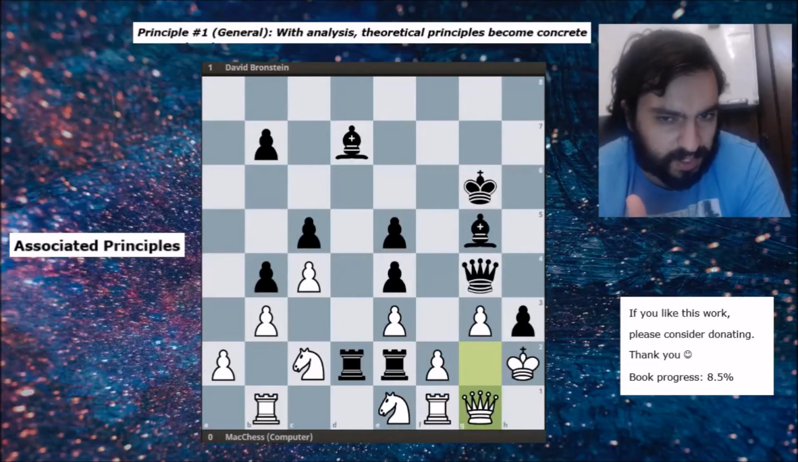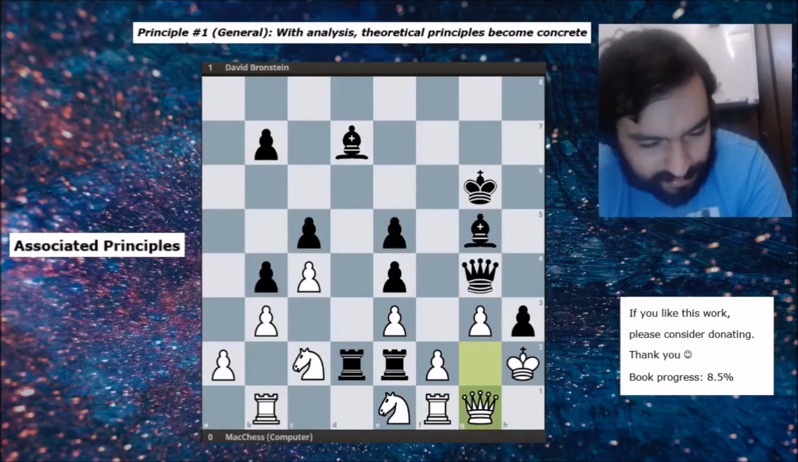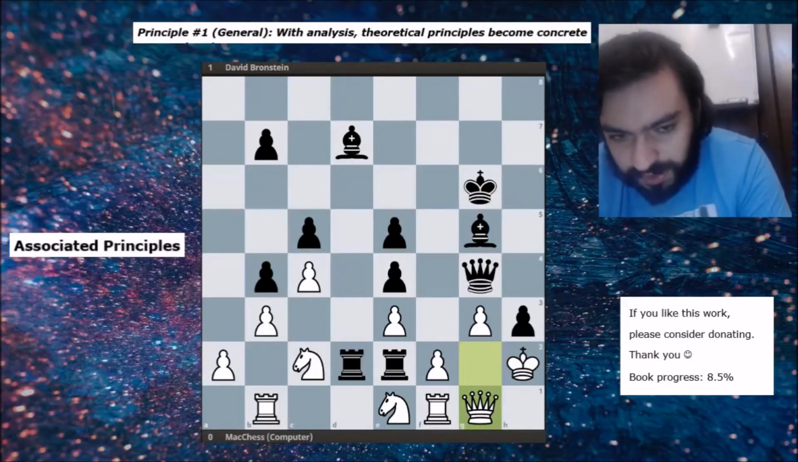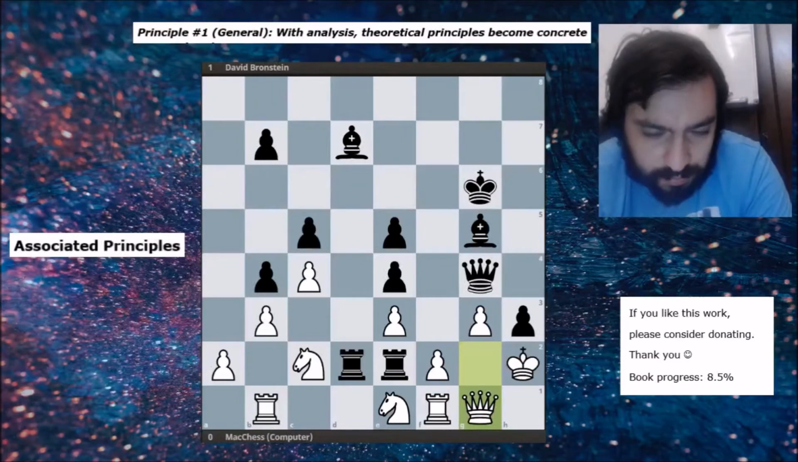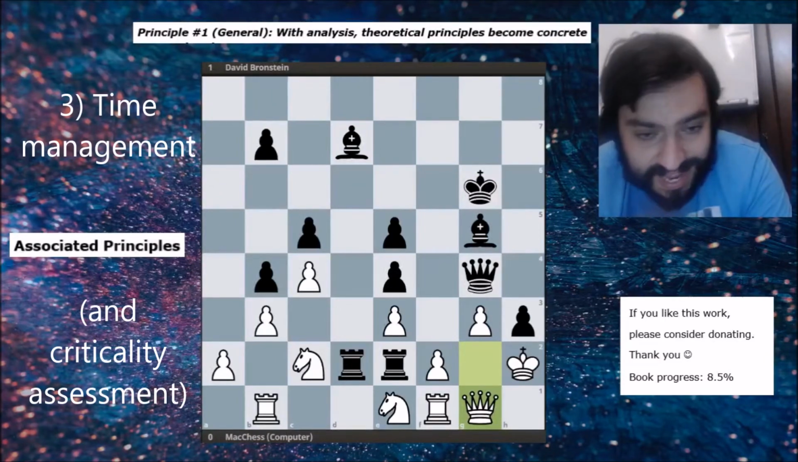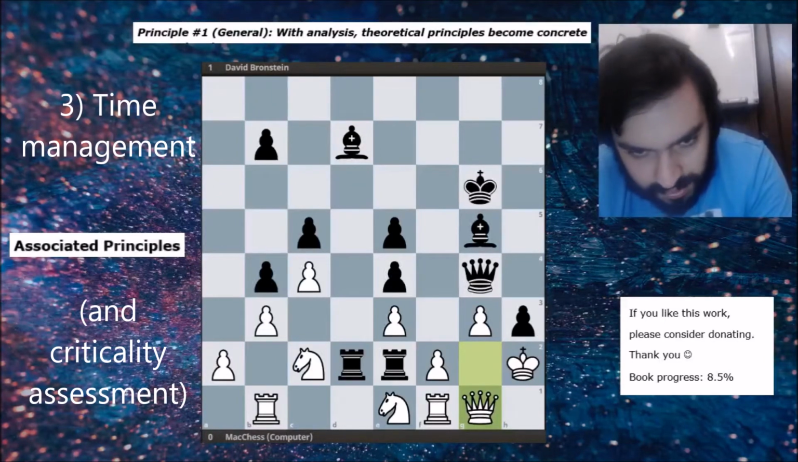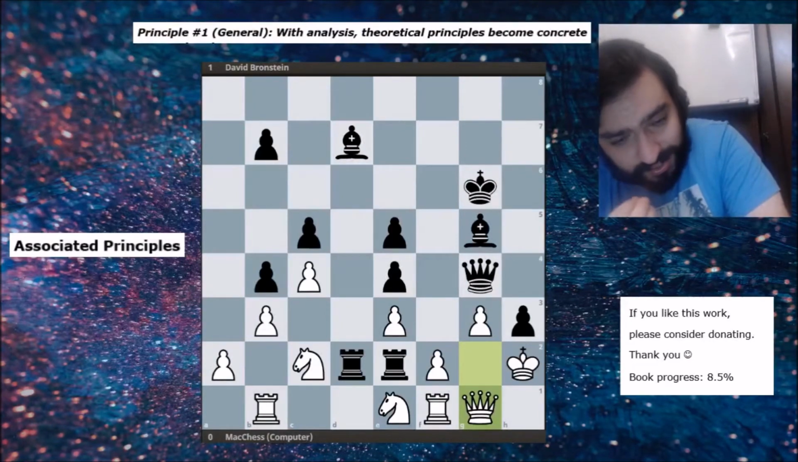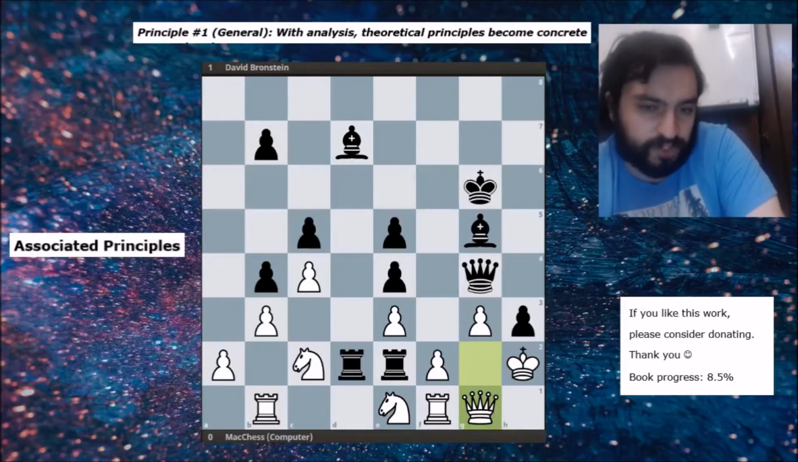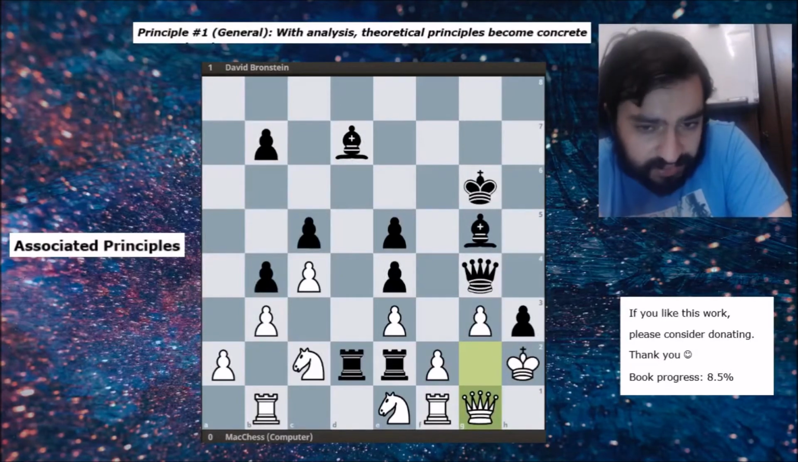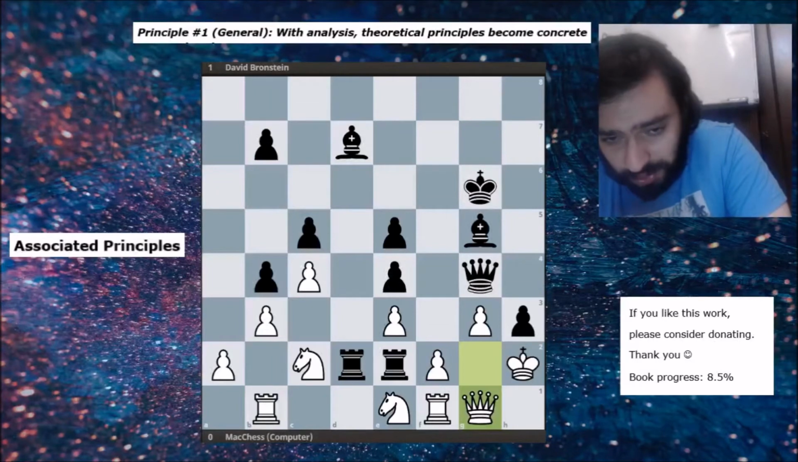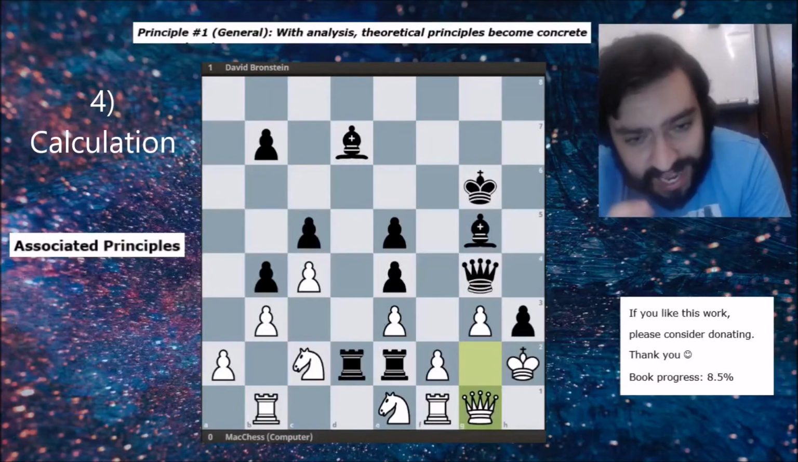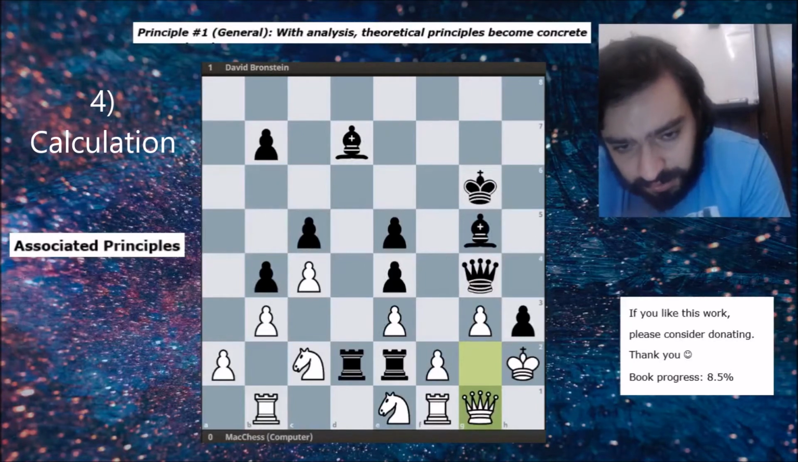Second, analysis is intimately tied to all principles under the evaluation section, which I think has about 5 principles. It's the third chapter, so we're getting there soon. And third associated principle: analysis is associated with principles of time management and criticality assessment. So what's criticality assessment? The assessment of critical positions. Critical positions are very important positions which require a lot of analysis, and it is important to use one's time on such positions.